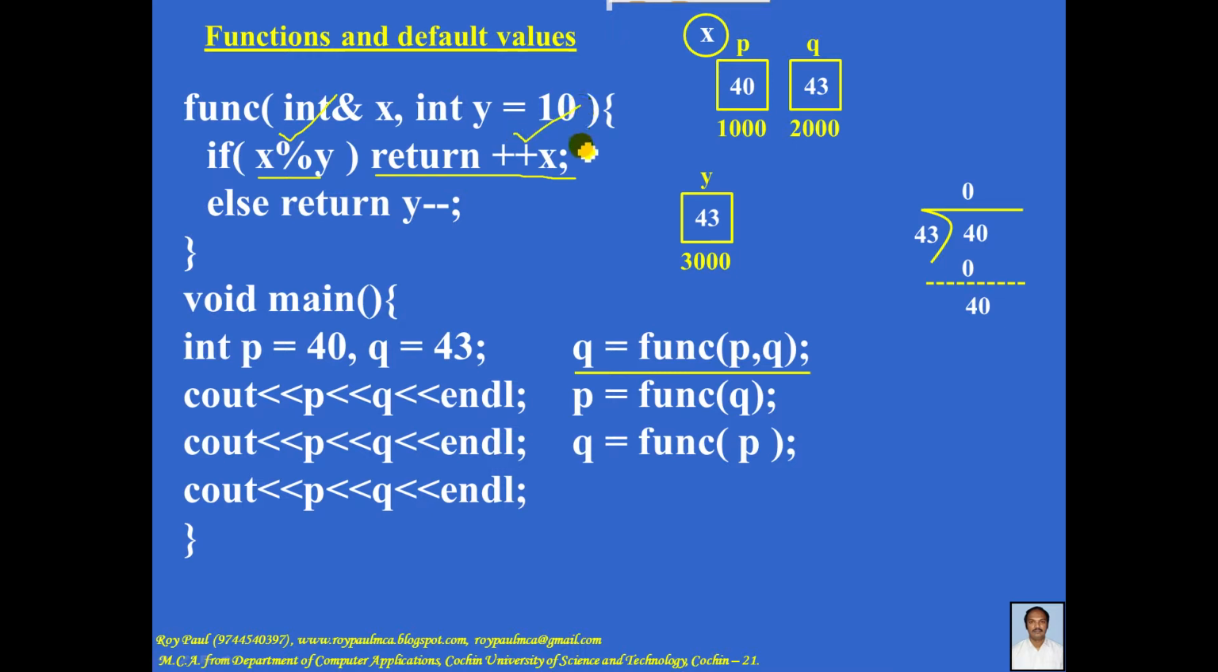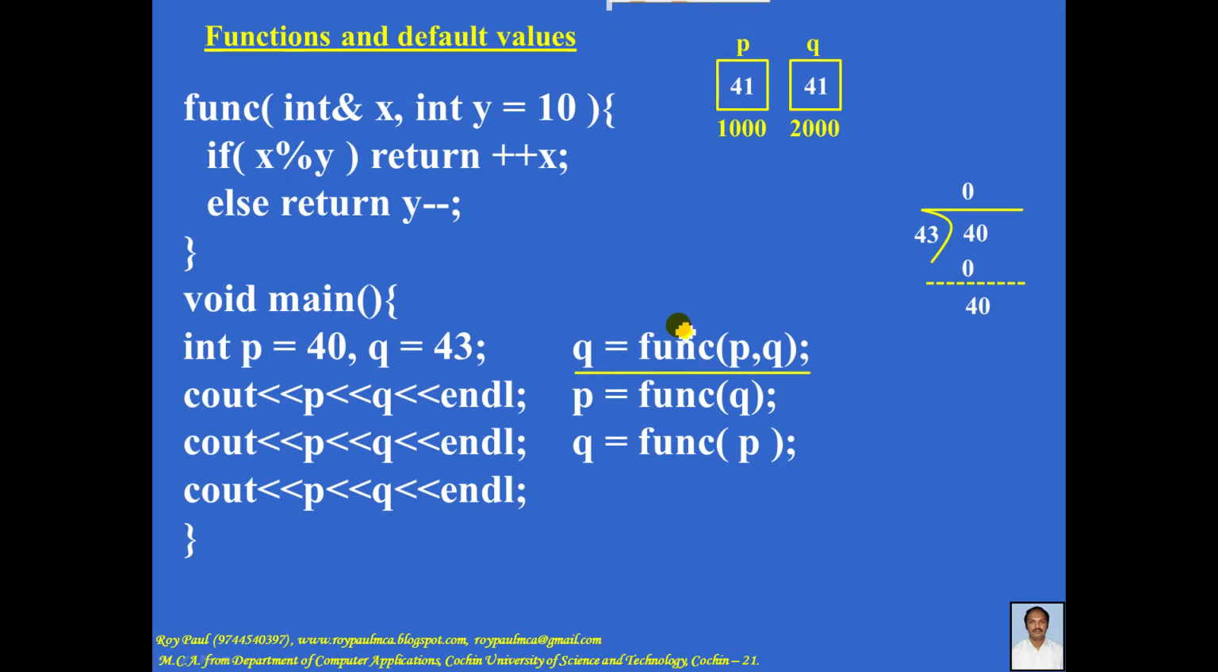Now prefix means change and use. So plus plus x, your x contains 40, so plus plus 40 becomes 41, and the changed quantity 41 should be used for returning the answer. So return 41, and to where is 41 returned? To the point from where the function was called. So here you get 41, that is assigned to q, so your q contains 41. Finally, when the control comes here, remember the names x and y do not exist.